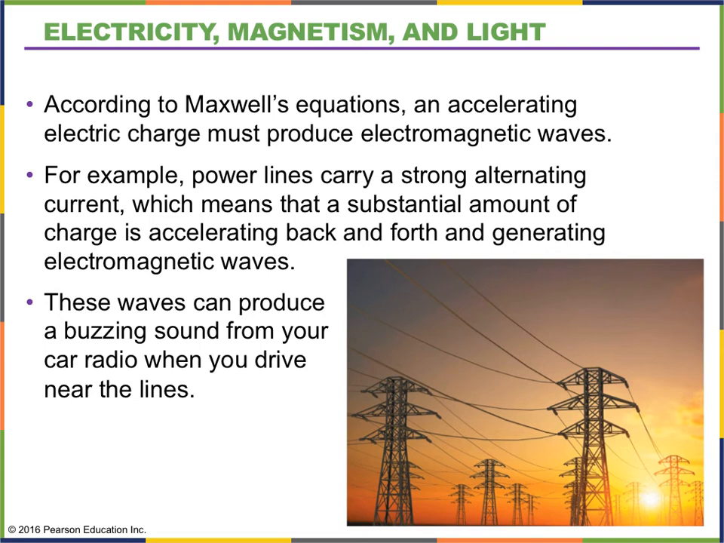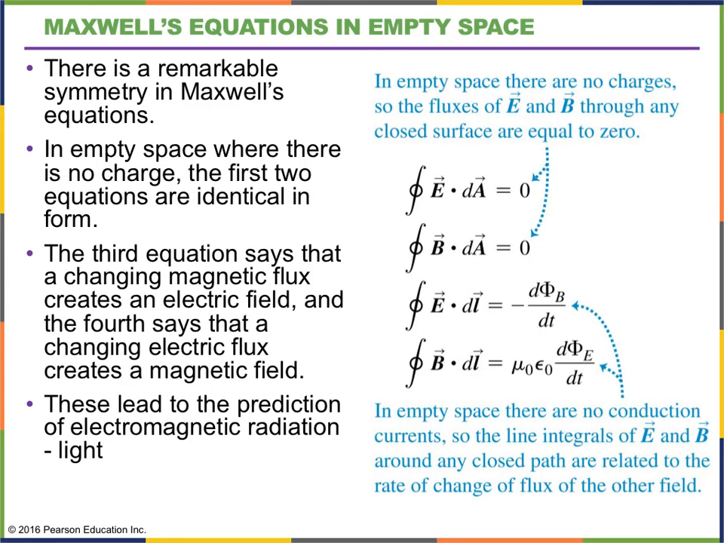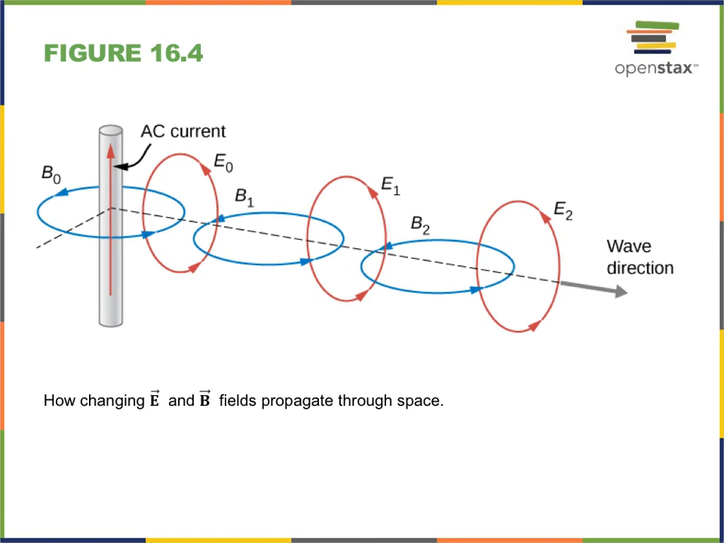Basically, we can see that in power lines, which are carrying alternating current, they are actually accelerating charges back and forth, and this is going to generate electromagnetic waves. And so that's, coming back to these equations, kind of what we were getting at. I think I already described, in a sense, what we were talking about here. So let's look at a picture that helps us understand.